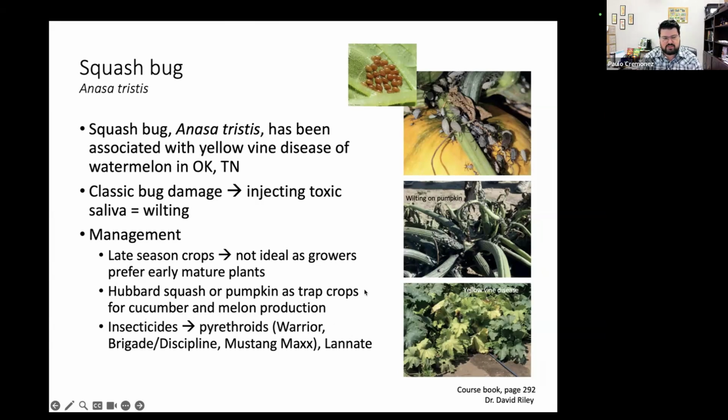And you could use insecticides. In this case, you could be using Warrior, Brigade or Discipline, Mustang Max, the pyrethroids. Again, you have to be aware that you don't have microhemipteran problems like aphids, whiteflies, and especially spider mites as well. Or you can also be using Lannate, which is a carbamate.